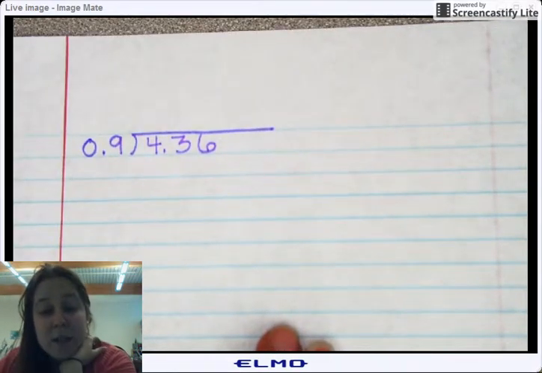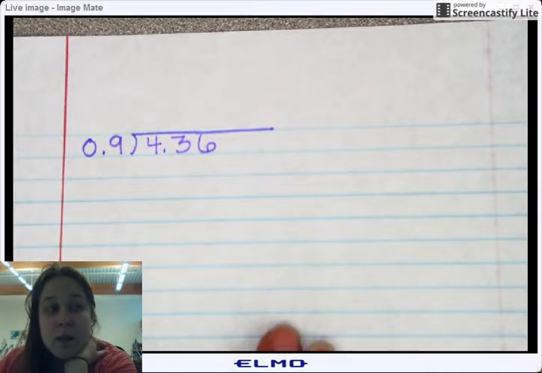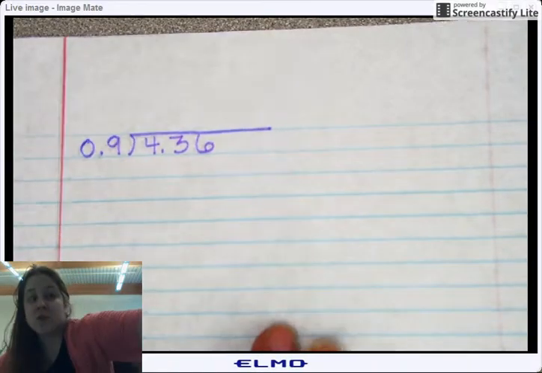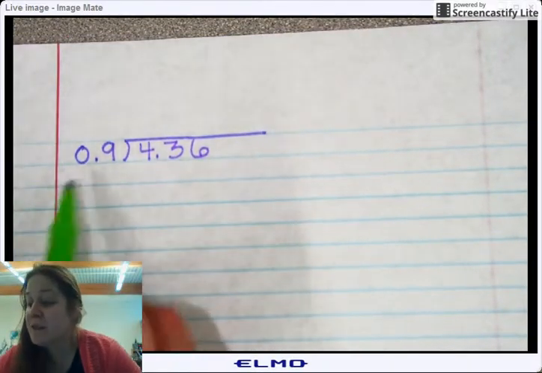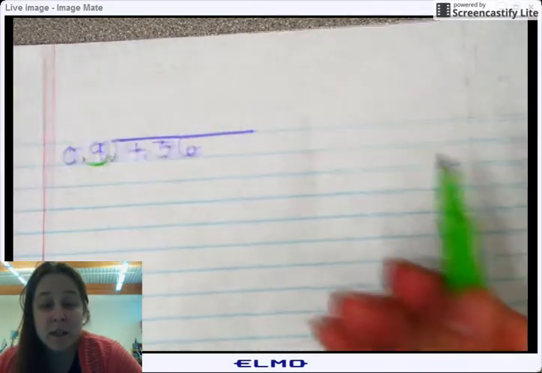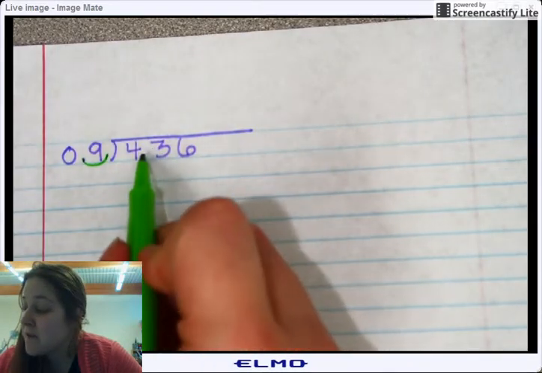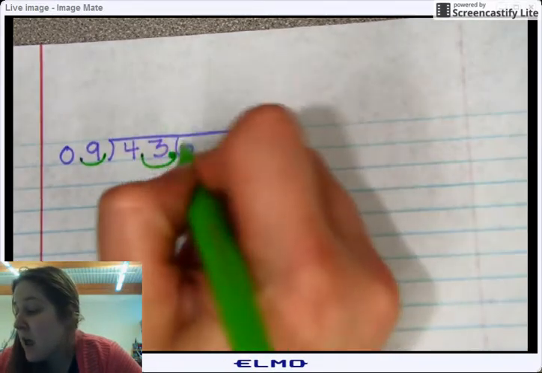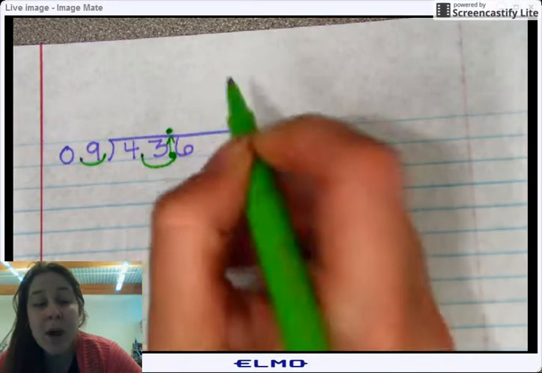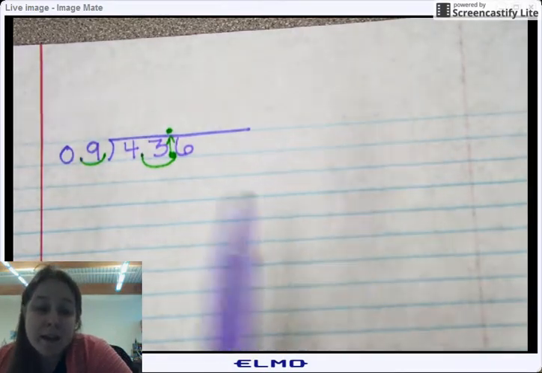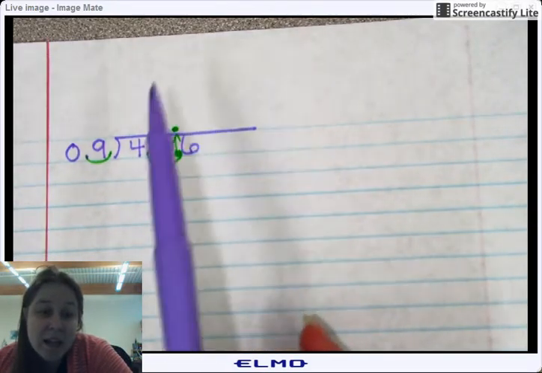And what do we need to do first? That's right. When we divide, we cannot have a decimal on this side. So I need to move my decimal over one place here. And then that means if I do it there, I gotta do it here. And when I move it over one place, I'm going to bring the decimal straight up. Okay?